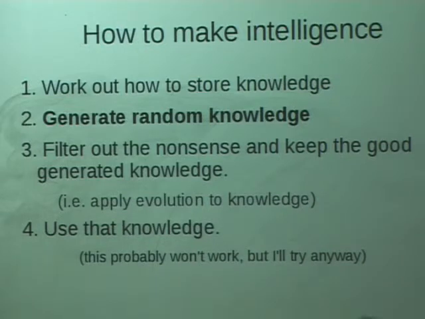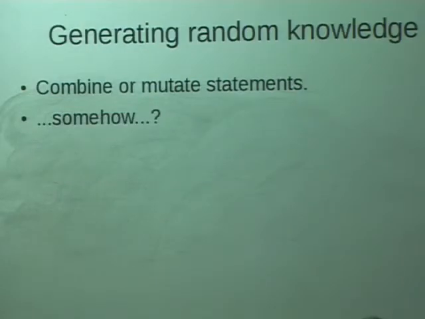Alright, step 2 is to generate random knowledge. It's fairly straightforward, I didn't bother filling it in. So you've got the statements, and you've got heaps of stuff you can do. You can chop them up, you can slice them, you can mix them, you can toss them. You can just basically take 2 statements and make a third by choosing bits from each. Totally going to work. Of course it will work.